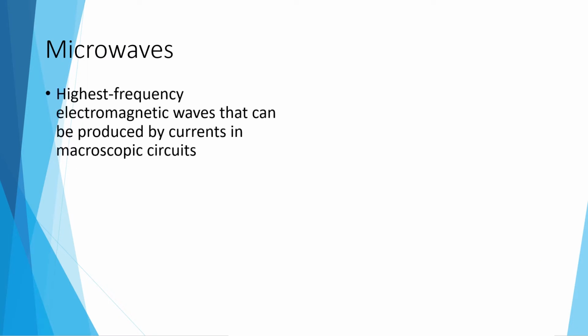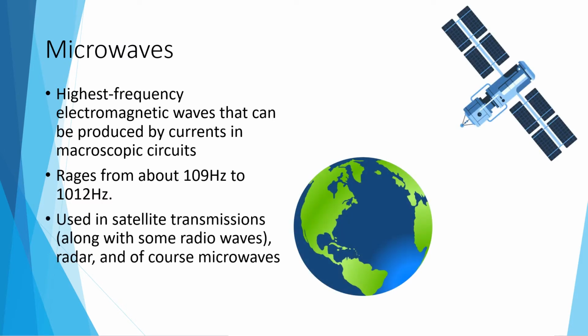Microwaves are the highest frequency electromagnetic waves that can be produced by currents in macroscopic circuits and devices. They can also be produced by thermal agitation of atoms and molecules. Microwaves have frequencies ranging from 10^9 to 10^12 Hz. Microwaves are used in satellite transmissions, in radar, and of course in the household microwaves used to heat food.